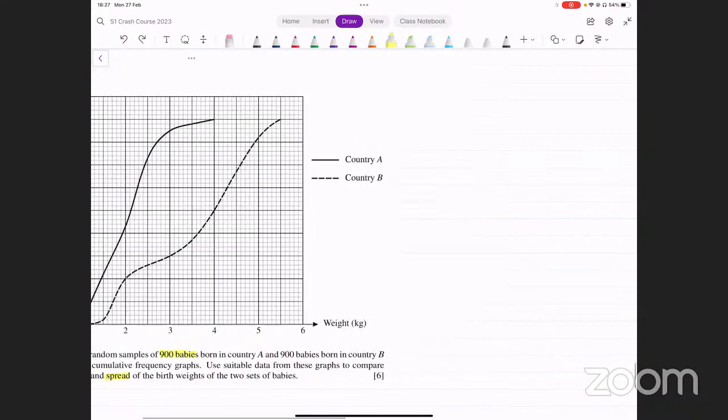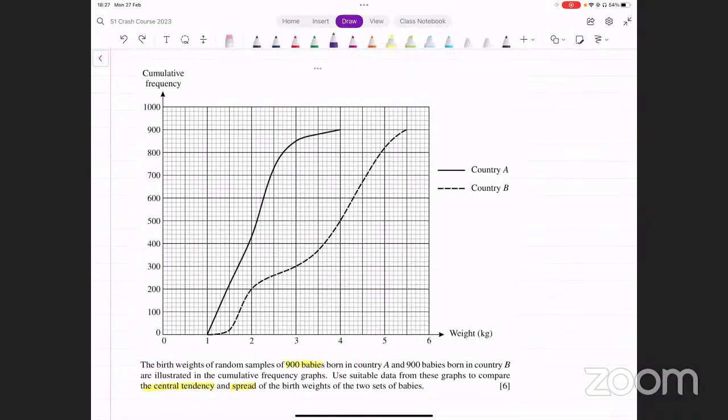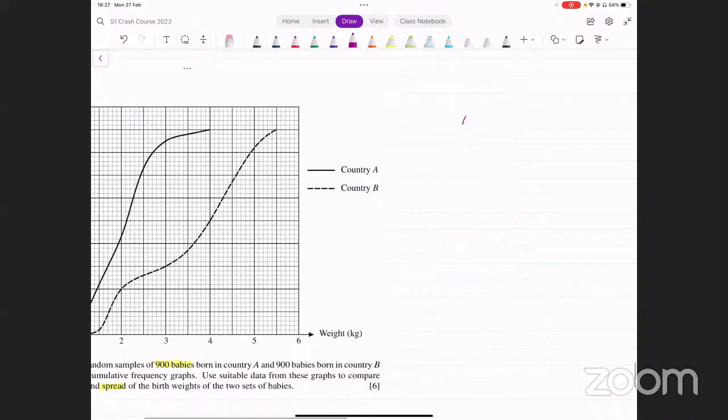So you have data about two countries. You can see here the key that is given: the solid curve is for country A, and the dashed graph is for country B. Now let me write here on the side, we have country A and we have country B.